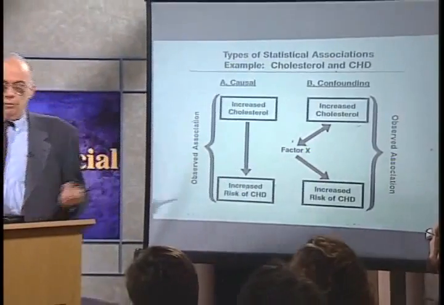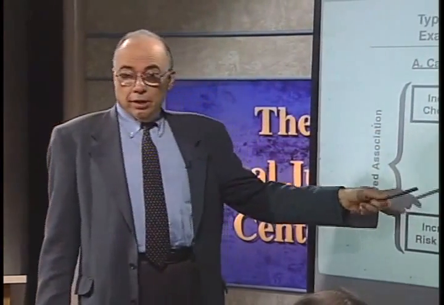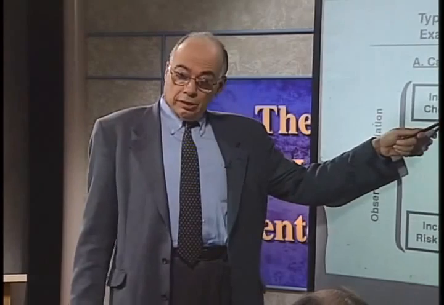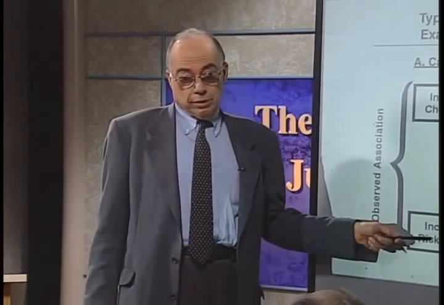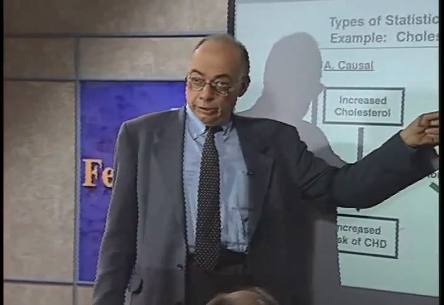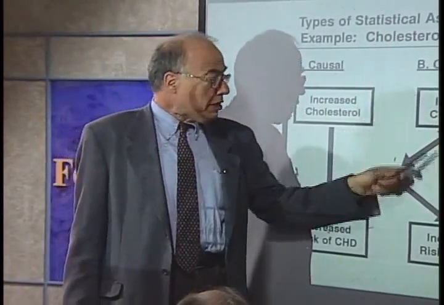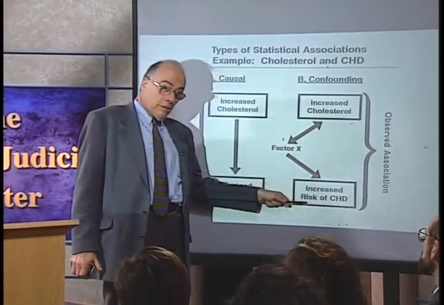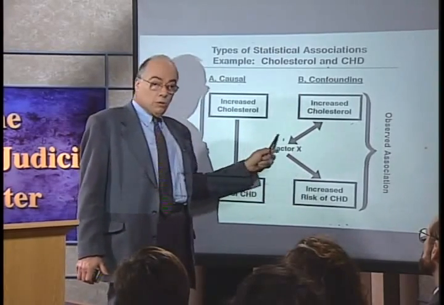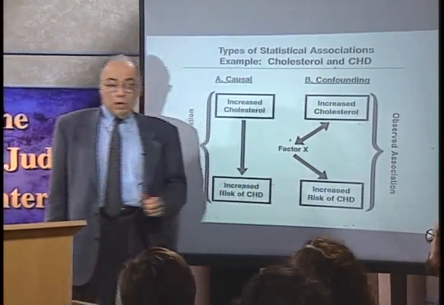Well, you might ask, why do I care? What's the importance of this? The importance is that if the true model is what we see on the left, then if I can intervene and get people to lower their cholesterol, I can anticipate that I'm going to be able to lower their risk of coronary heart disease. But if the model is a confounded one that we see on the right, no matter what I do to reduce the cholesterol, I'm unlikely to have any impact on the risk of coronary heart disease, which is being caused by that genetic profile. So understanding whether a relationship is causal or confounded is extremely important.